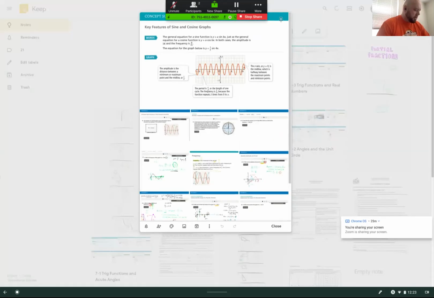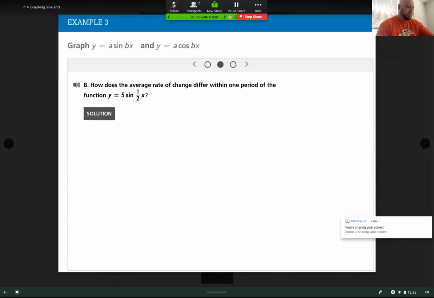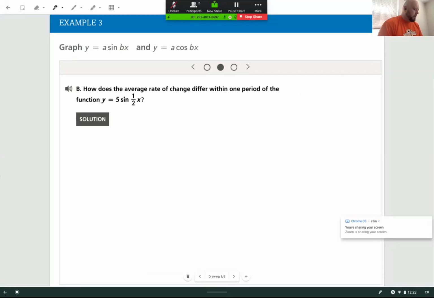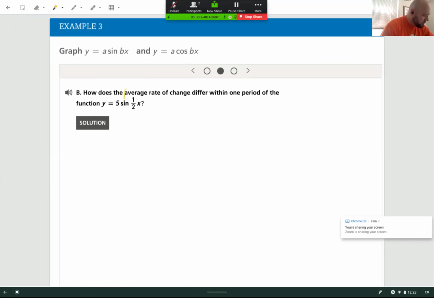All right, now we're going to check out example 3, part B. This one talks about average rate of change. How does the average rate of change differ within one period of the function y equals 5 sine 1/2 x?